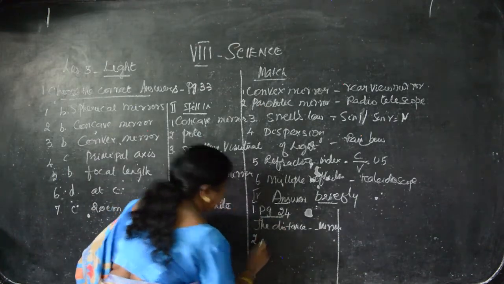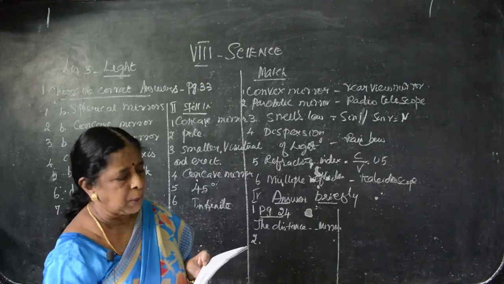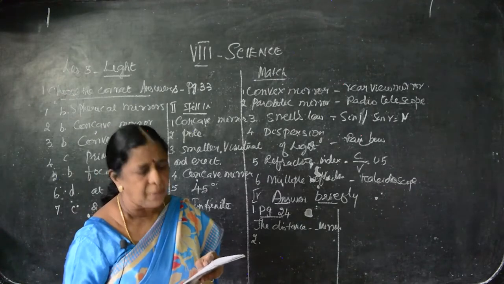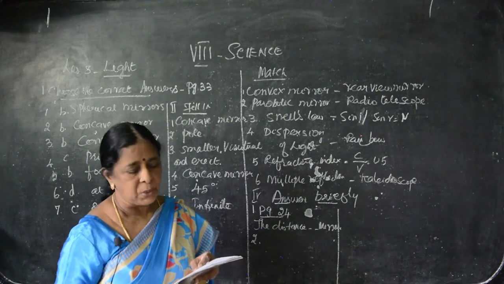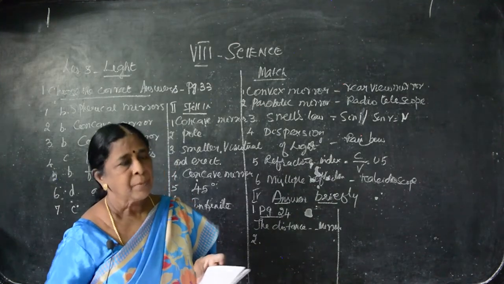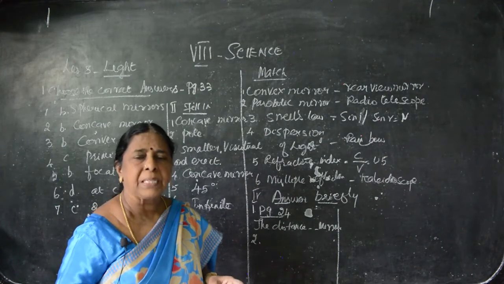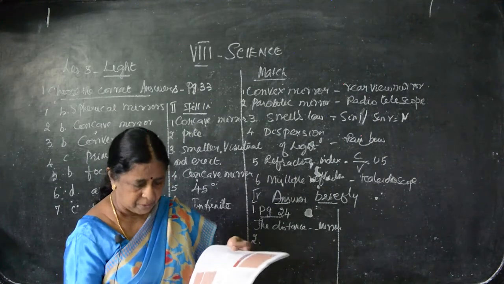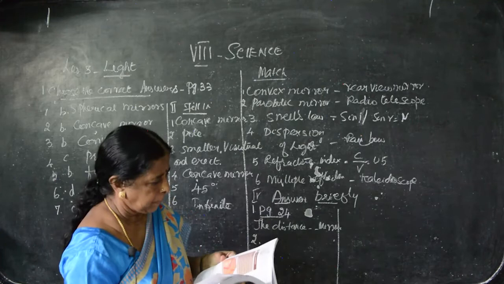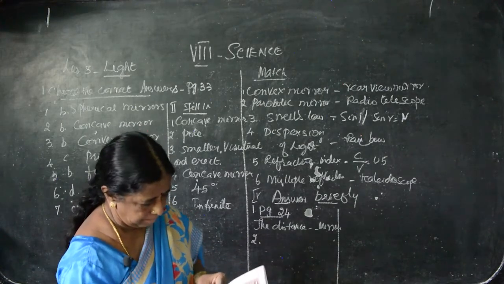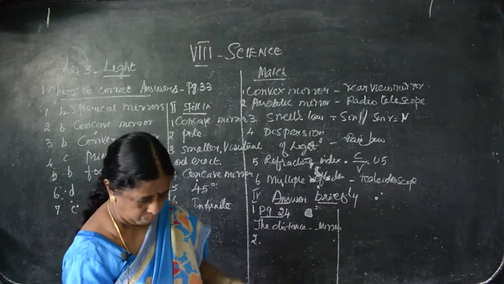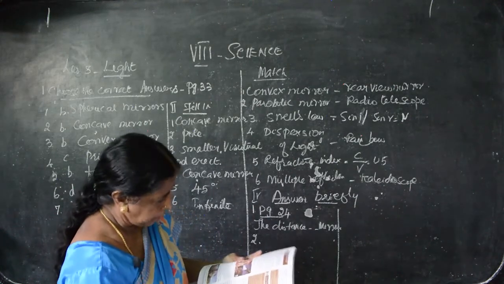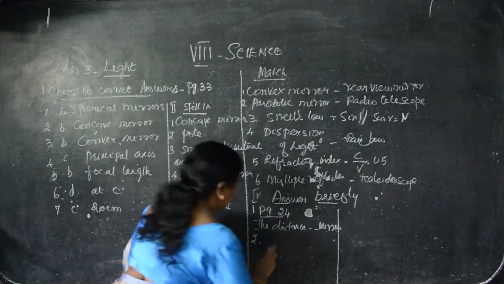Second answer. Give two applications of concave and convex mirror. Applications means what? Uses. So you have to see from page number 26. You have to write two uses of concave mirror as well as convex mirror. Take page number 26. Page number what I said, ma? 26.